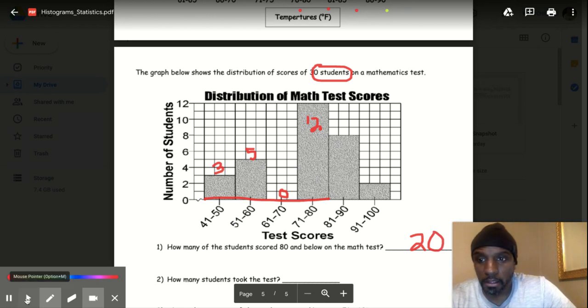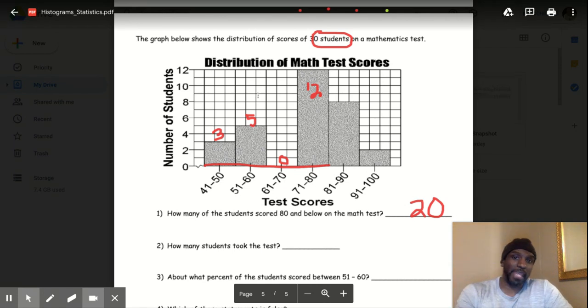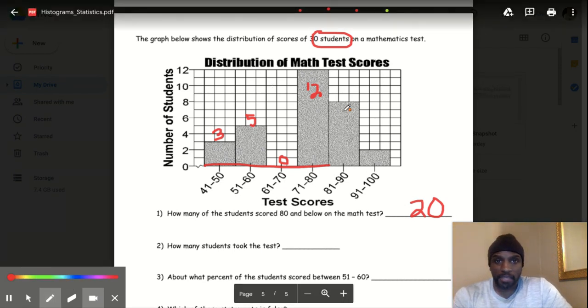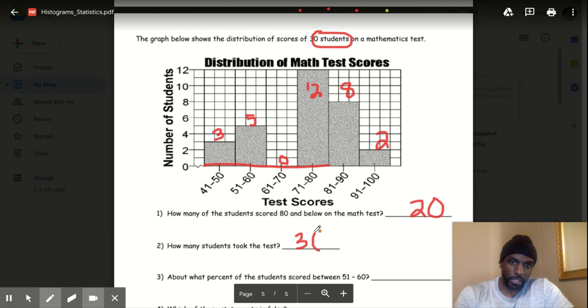Let's keep going. How many students took the test? Well, you can add up the height of all the bars. I forgot to add up these. This is 8 right here, right? And this is 2. Now, they already told you 30 students took the test. We already know that. Or you can add up the height of the bars. Remember, number of students is right here.